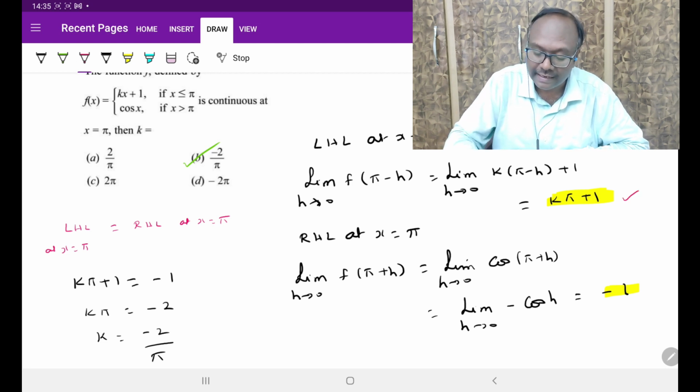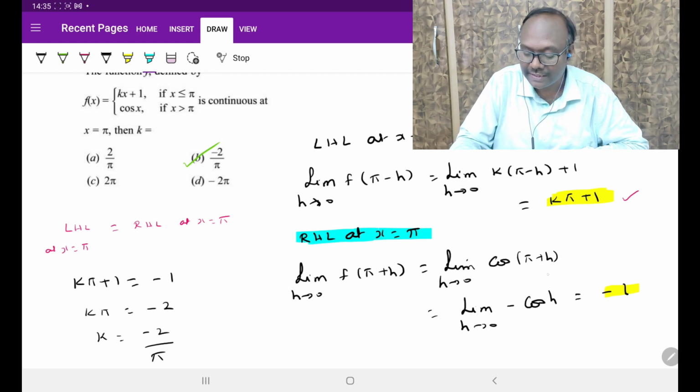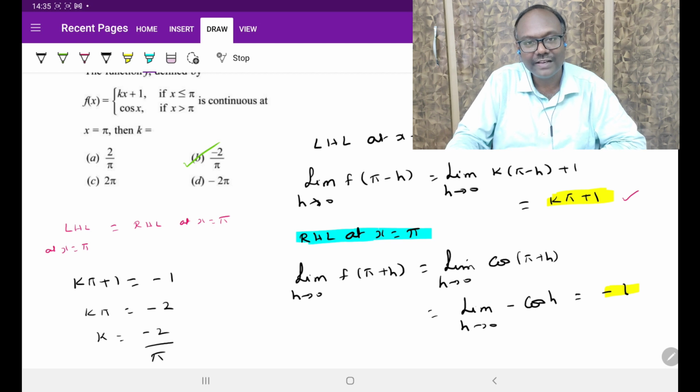Now considering the right hand limit at x equal to pi, we have seen that limit h tends to 0 f of pi plus h, that is limit h tends to 0 cos of pi plus h, and cos of 180 plus alpha is minus cos alpha.